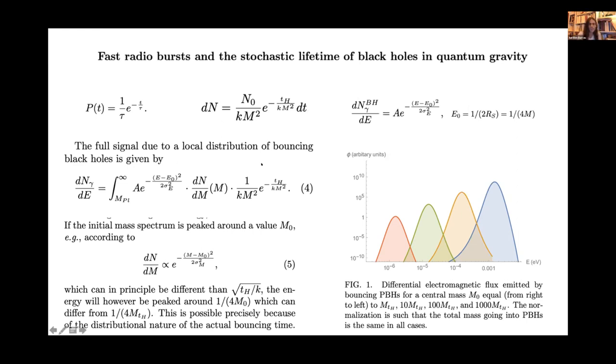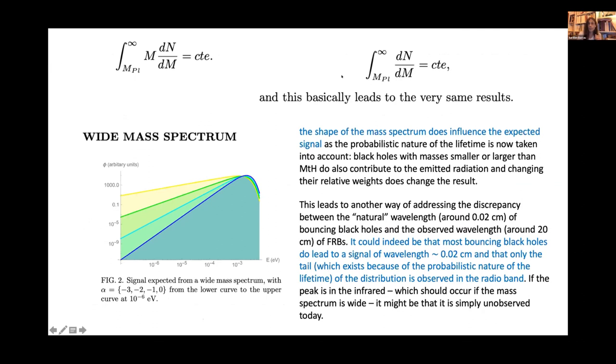For example, if the initial mass spectrum of your black holes is not wide, if it is peaked, and this is something very physical, because for example, if the formation process is associated with a phase transition or something like that, you expect a peaked mass spectrum, not very wide. In that case, you can basically adjust exactly as you want the energy of the emitted photons. So you can really match the fast radio burst at the exact precise value without any tension in the model, just by taking into account the fact that the decay is a random process, a stochastic process. And this works whatever the normalization, by the way.